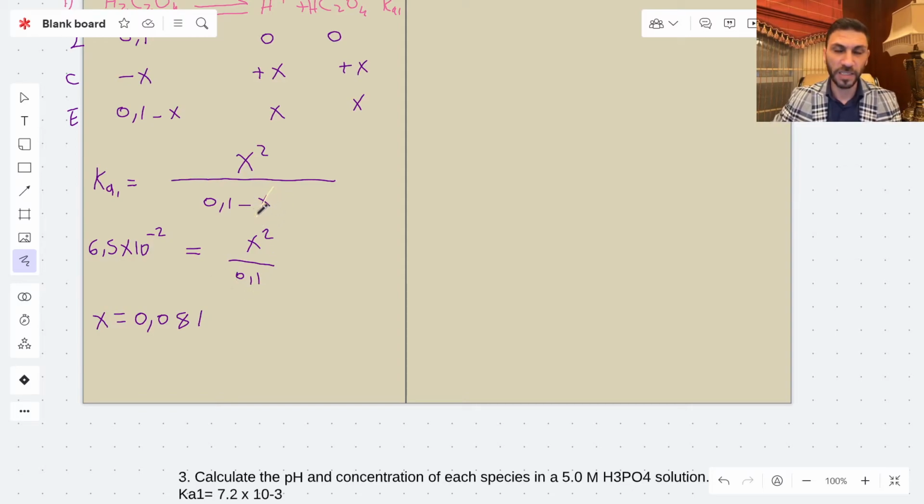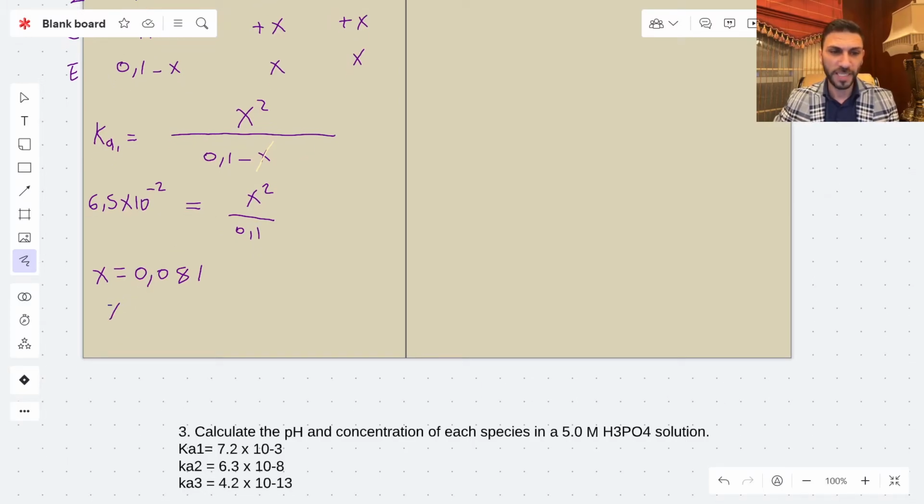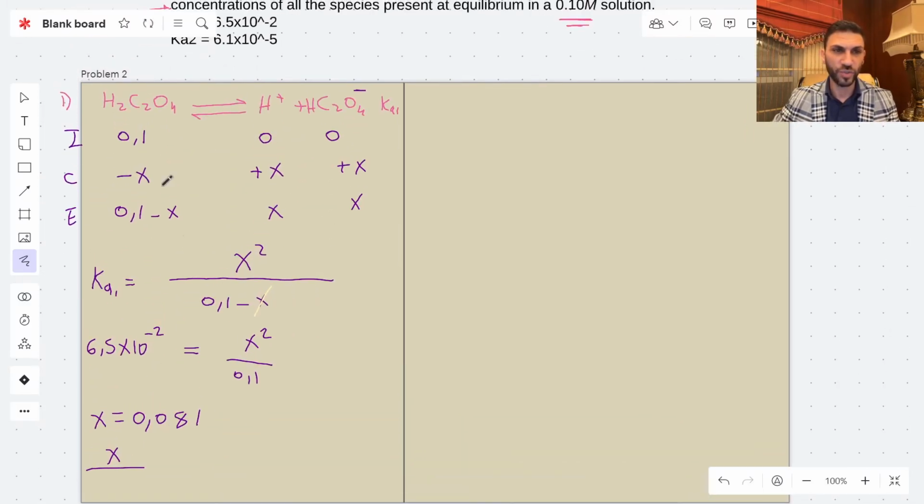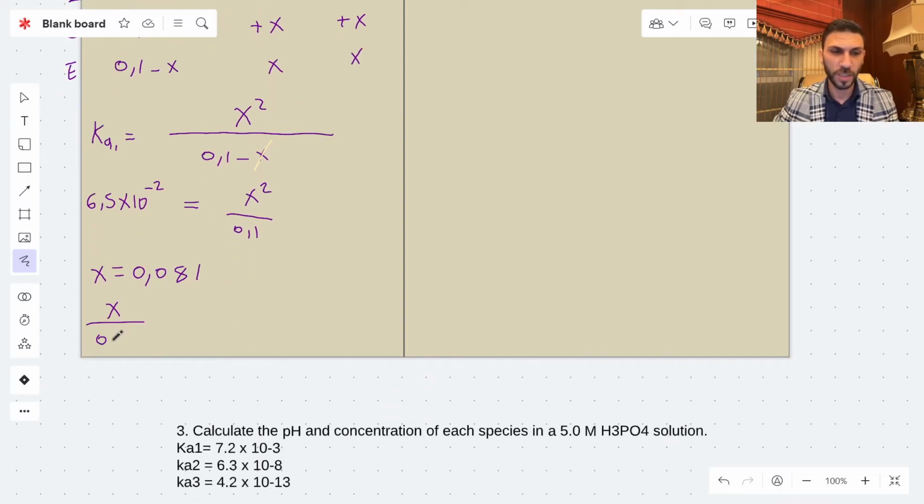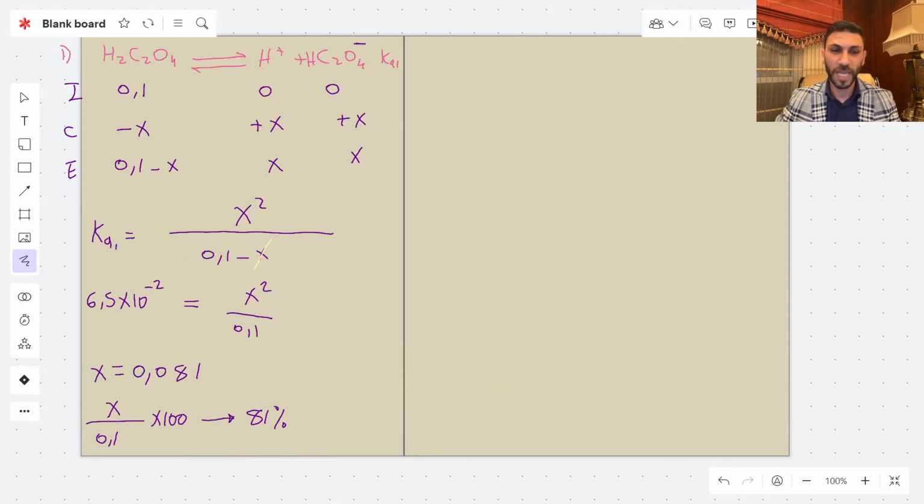Can we neglect this x or not? We're going to have x divided by the initial concentration of the acid, which is 0.1, and we multiply it by 100 and we check. That means if we divide it by 0.1 and then multiply it by 100, it's going to be 81%. So in this case, we cannot do it. That means we cannot neglect x. We're not going to neglect x in this case.